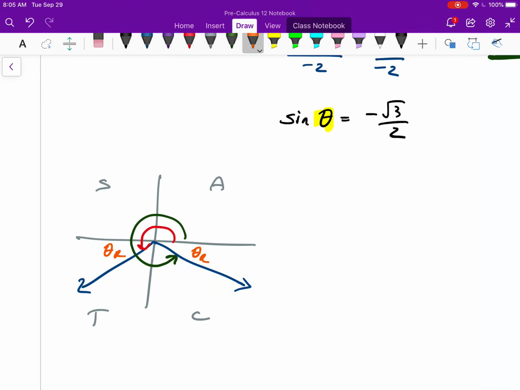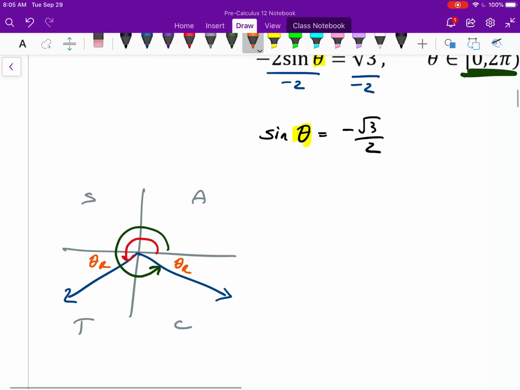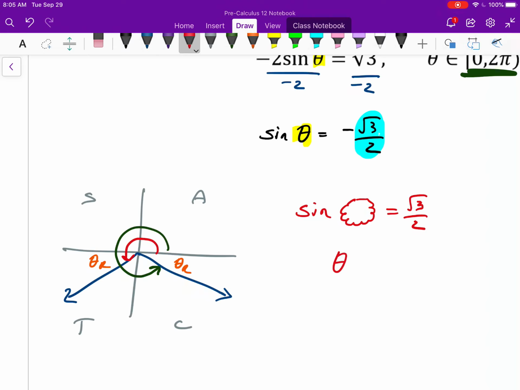To figure out my reference angle, I need to look at just the root 3 over 2. At this point, the negative doesn't matter to me anymore. The negative told me the quadrants it's in. So now I need to think to myself, the sine of what angle equals root 3 over 2? The sine of what? And ideally from memory, we know that that angle is going to be 60 degrees. Or even better in radians, it's going to be pi over 3. And that angle is my reference angle.